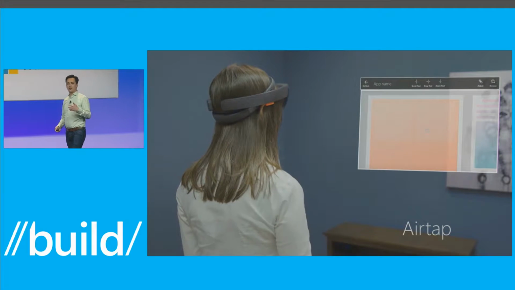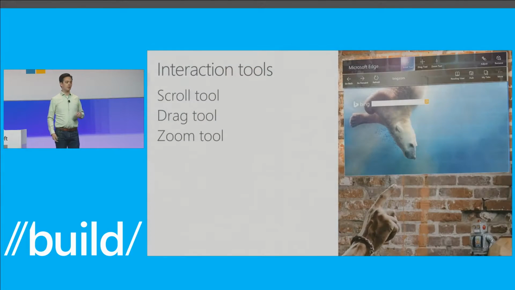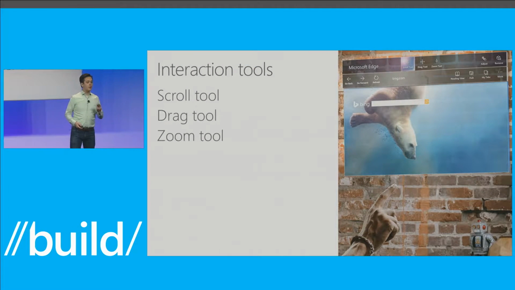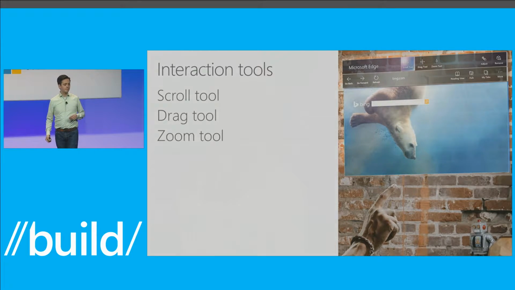Of course, not all interactions with two-dimensional apps are so simple. This is why we give every two-dimensional app on Windows Holographic 3 tools that you can find at the top of the app in the app bar. These are the scroll tool, the drag tool, and the zoom tool. Here's how you use them.